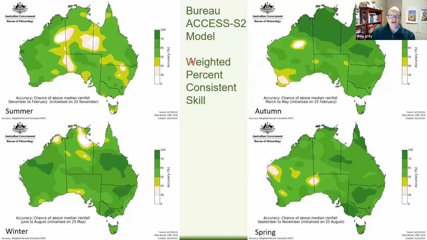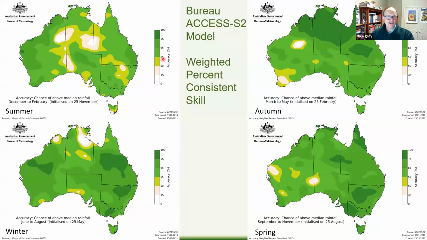And this uses a weighted percent consistent skill score. I'm not going to explain that because I couldn't even try. I just tend to go with the color schemes, which work pretty well here. And the numbers, so above 50% is better than flipping coins on this scale.